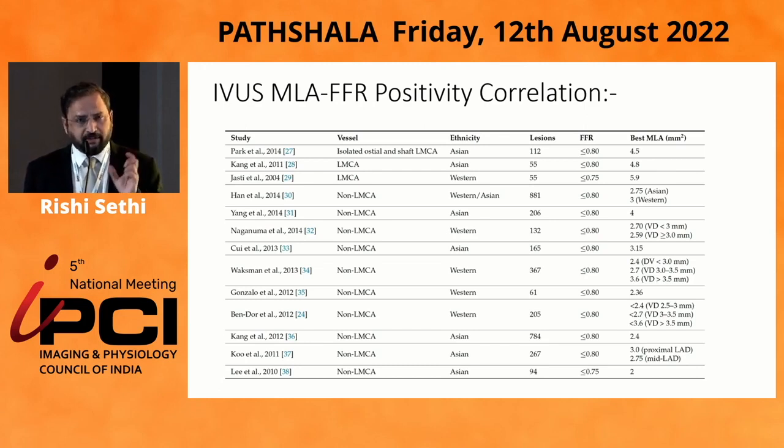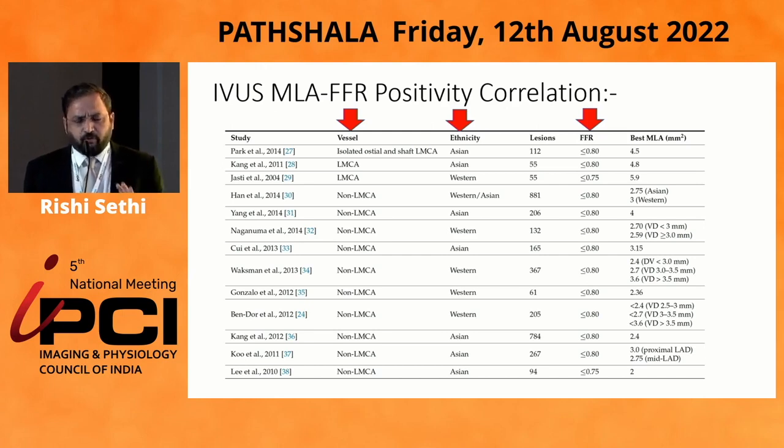Whenever we're trying to find that mean cutoff, we have to look at what is the kind of vessel that we are dealing with. Is it the left main or the non-left main disease? The cutoffs will depend on that. They will depend upon the ethnicity. Asian cutoffs are different from Western cutoffs. And of course, they will also depend upon what FFR value we are trying to correlate with those MLA values, whether it's 0.80 or 0.75.